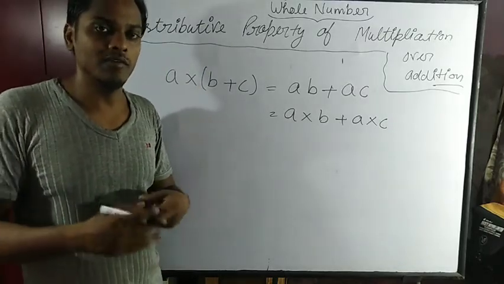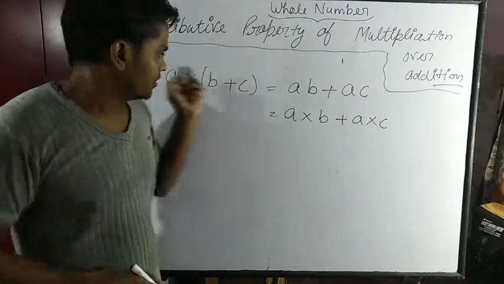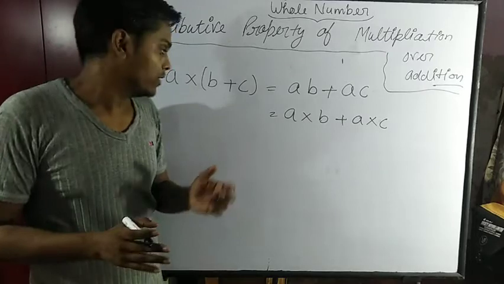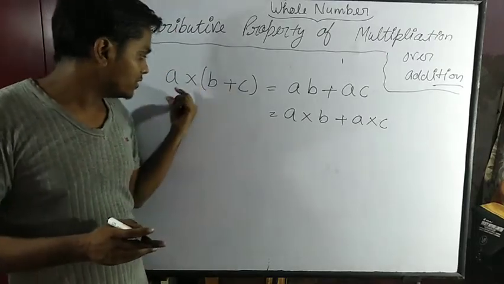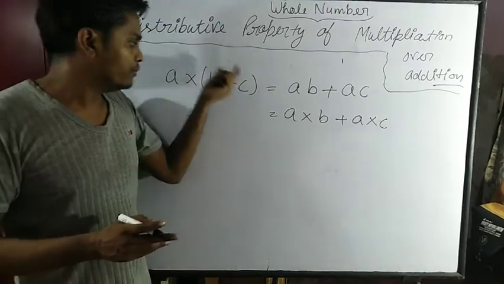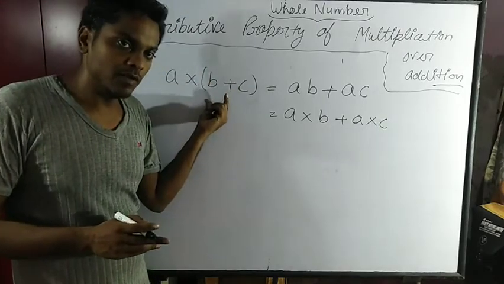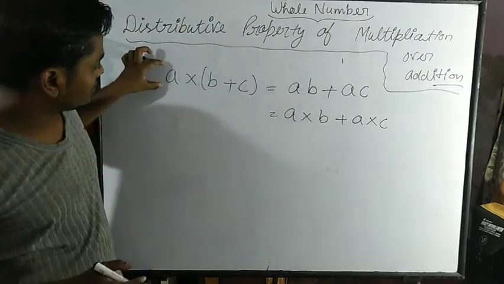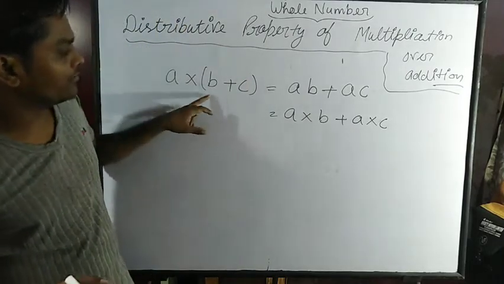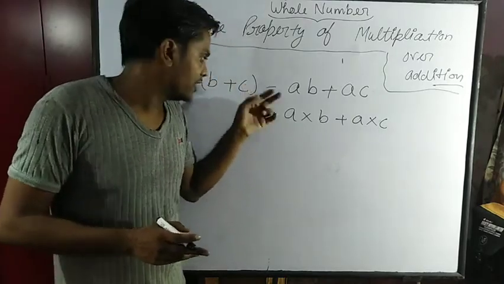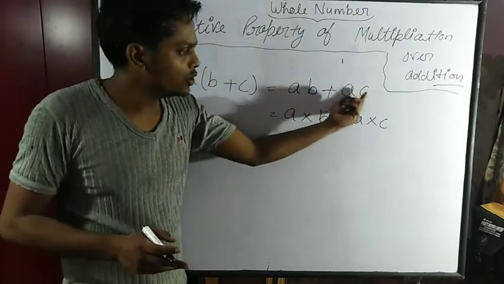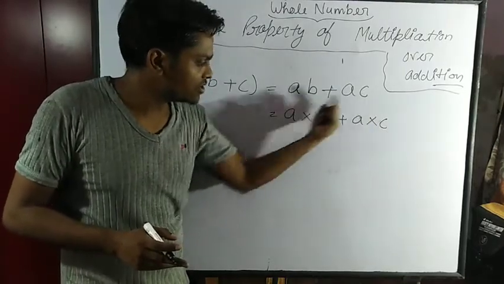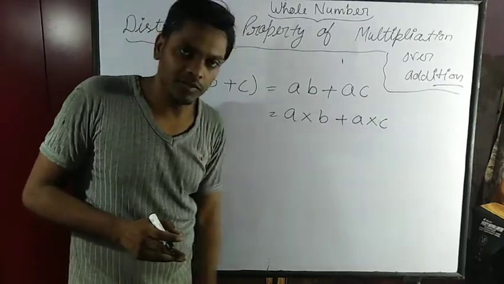If you move further in 7th, 8th, 9th, 10th, 11th, 12th, anywhere, this property is very useful for you. You have to know what will happen when there is any number before the bracket. There will be a number with a multiplication sign before the bracket, so that whole number will be multiplied with each and every element inside the bracket. A into B, A into C.